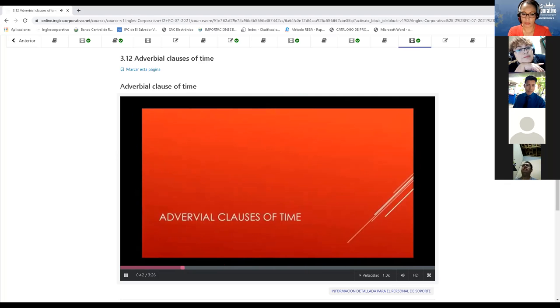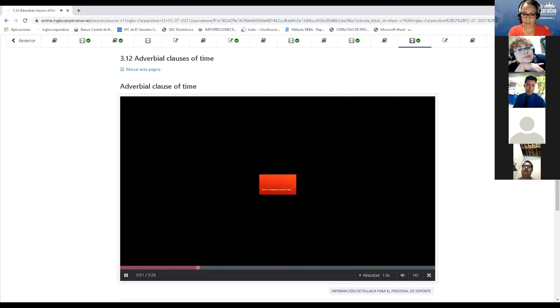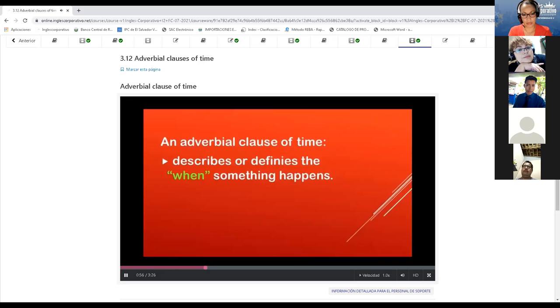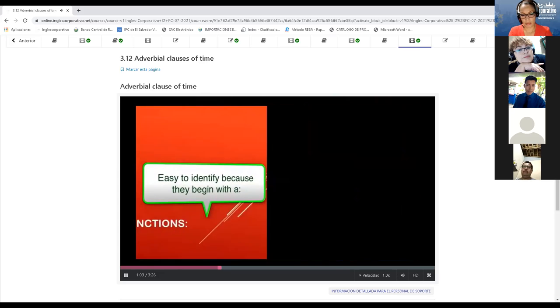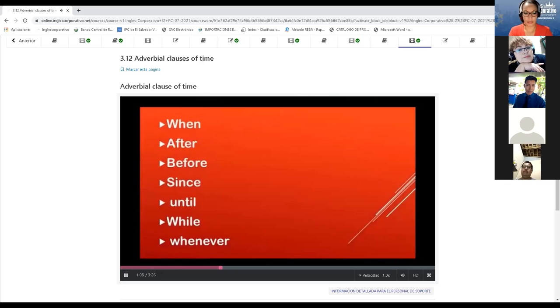We're going to break this for you so you may understand it better. There are many types of adverbial clauses, but in this session we want you to learn about adverbial clause of time. Let's define what an adverbial clause is. An adverbial clause of time describes or defines the when something happens. Adverbial clauses of time are easy to identify because they begin with a subordinating conjunction. For example, when, after, before, since, until, while, whenever. We invite you to ask your teacher to give you a list of subordinating conjunctions as a reference.